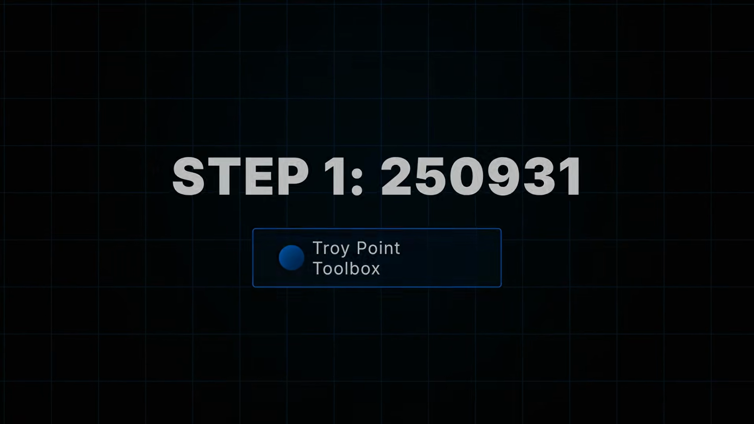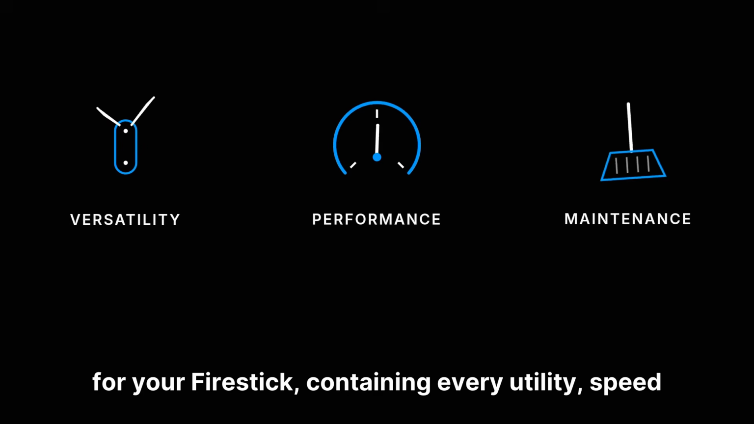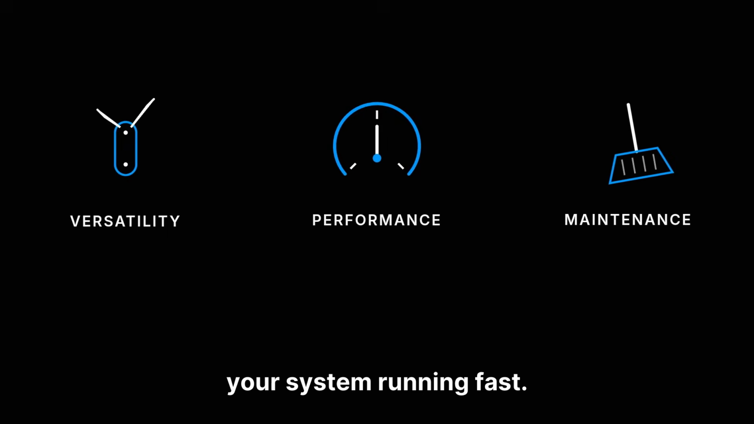Step 1. Open Downloader and enter 250931. This is the Troy Point Toolbox. It is the ultimate Swiss Army knife for your Fire Stick, containing every utility, speed test, and cleaner you need to keep your system running fast.